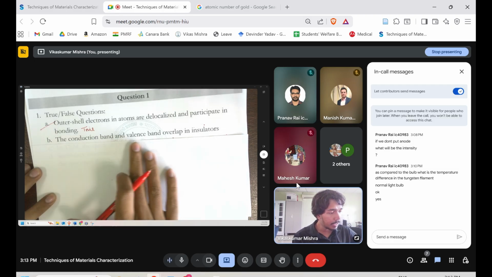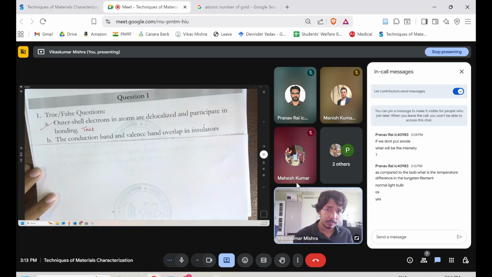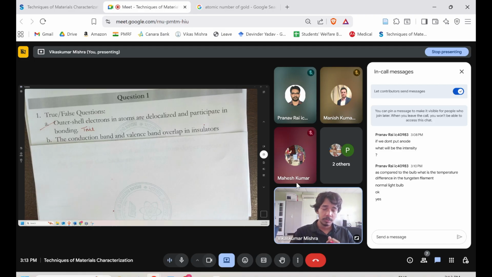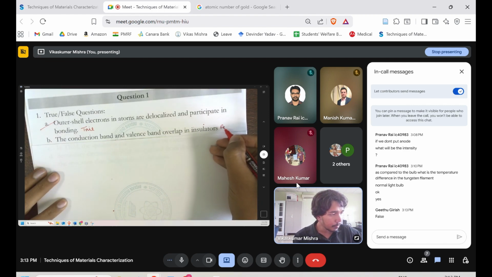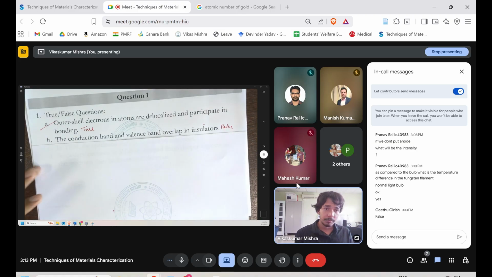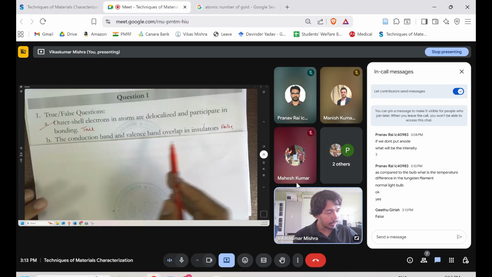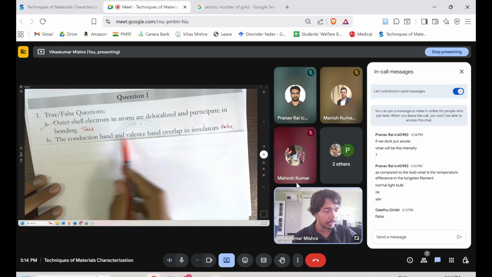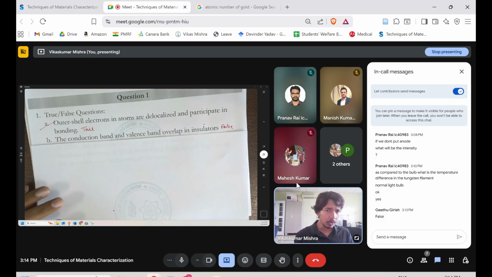Now let's talk about this. The conduction band and the valence band overlap in the insulator. It's a very general question. It's false, right? In the insulator, they are separated. The band gap between them is more than 3 electron volts. It's in the metals that we can say the conduction band and the valence band are overlapping with each other.